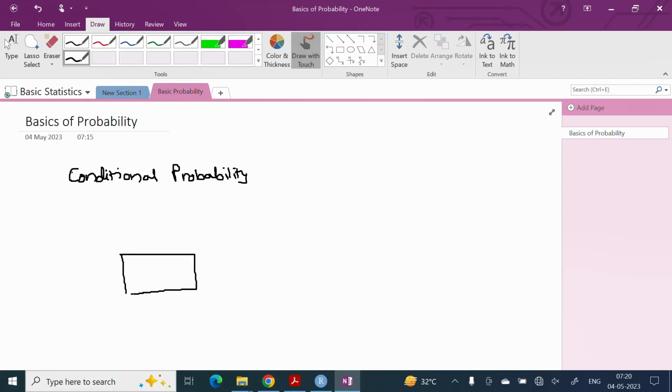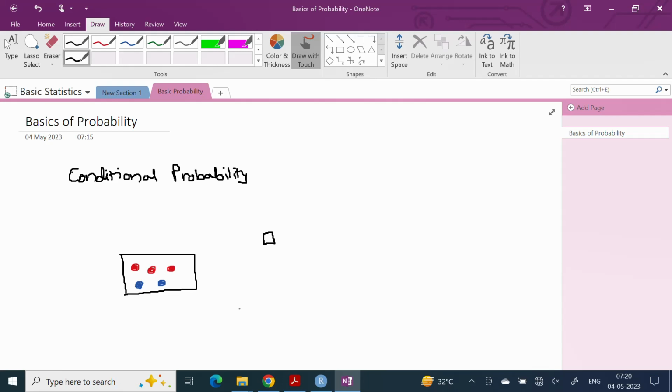Suppose I have a box and there are five balls in it. Three of the balls are, suppose, red, and then I have two balls which are blue. Now, the experiment that we are going to do is first we pick out a ball randomly. When I pick out a ball randomly, I keep it aside. Now I pick out a second ball.